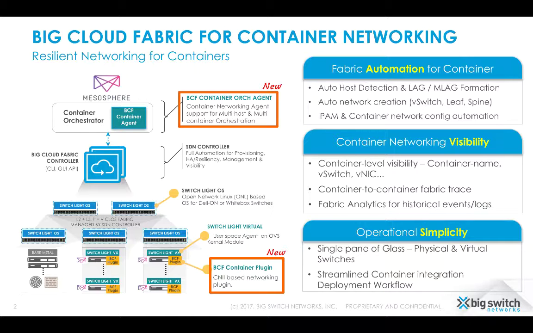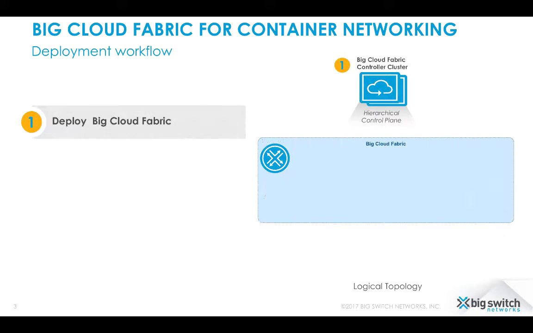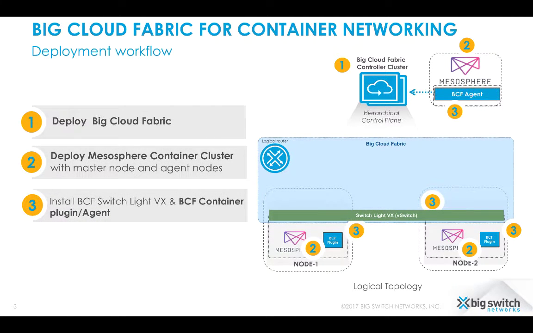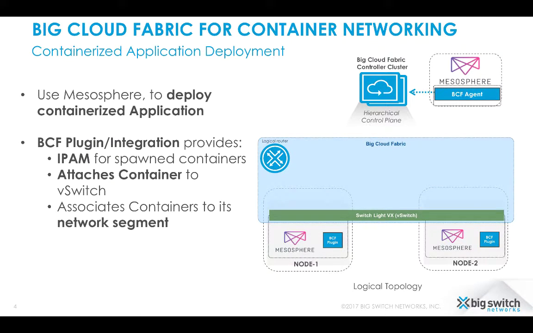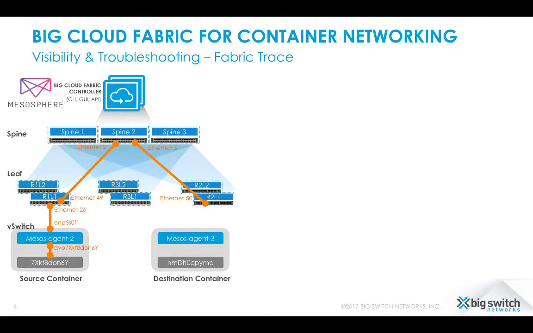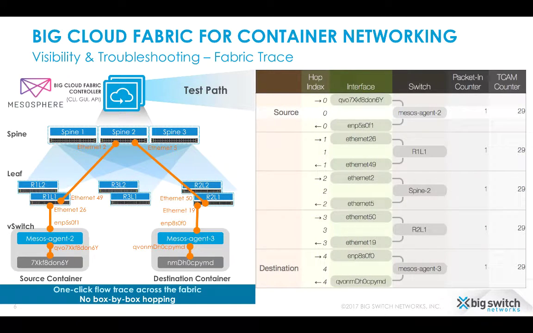In this demo, I will walk you through the following aspects of the solution. First, how BCF automates provisioning of Mesosphere cluster nodes to the network to provide single pane of glass for both physical and virtual networking. Second, containerized application deployment using Mesosphere with Big Cloud Fabric Container plugin to provide container networking automation. Finally, the BCF visibility features, which make monitoring and troubleshooting of Mesosphere container networking easier and simpler.